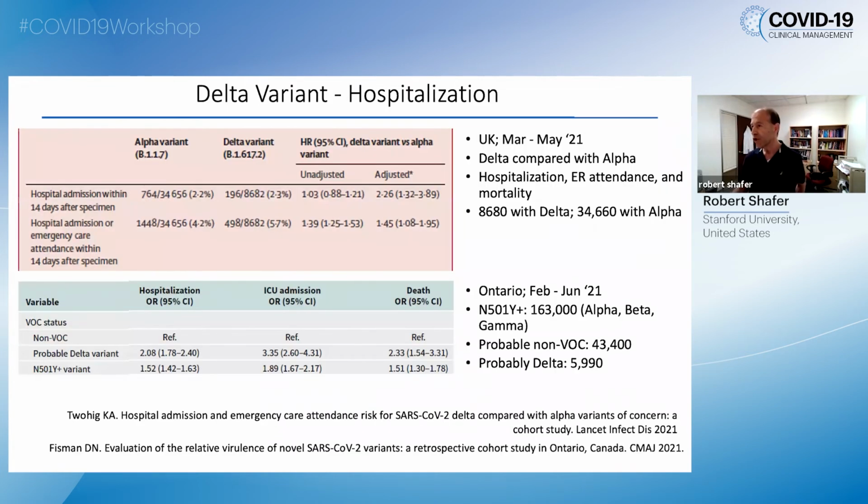4 studies have shown that the Delta variant is associated with a 30% to more than 50% increased risk of hospitalization compared with the Alpha variant. The 2 studies with the largest number of patients, which were from the UK and Ontario, are shown here. 2 additional studies, one from Qatar and another from Denmark, showed a 1.5 to 2-fold increased risk of hospitalization for patients with the Delta variant compared with the Alpha variant.